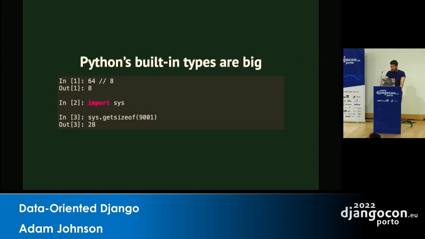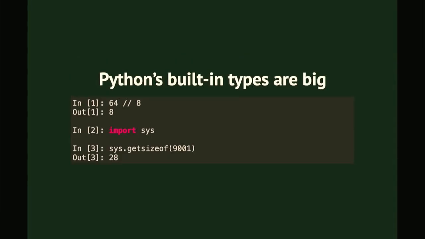That leads us to ask about Python. Here's just a quick example of how Python is kind of wasteful. This is a 64-bit computer, so we divide that by 8. That's how many bytes there are in a full-width integer. But if we import Python's sys module, we can use sys.getsizeof to return the size in bytes of, here, the number 9001. So that's an integer 9001, and it's 28 bytes.